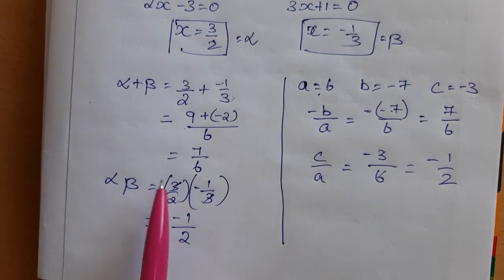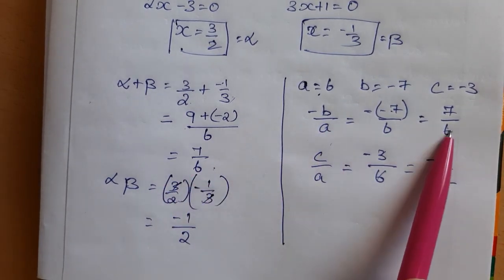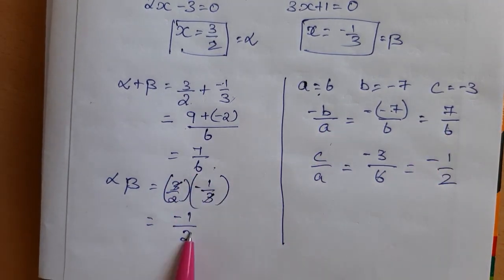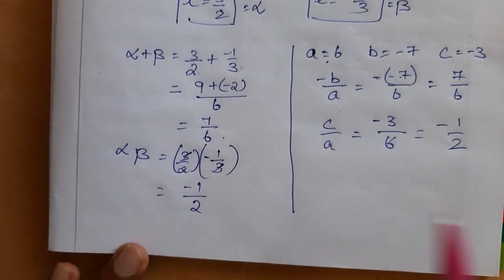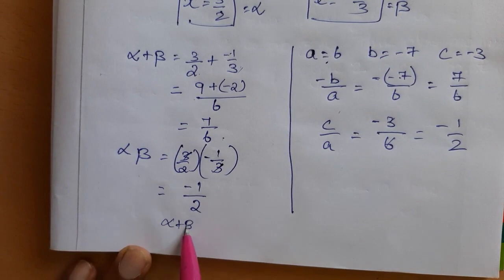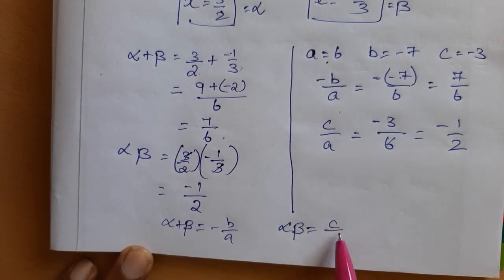Whether alpha plus beta's value and minus B by A value are the same? Yes. Alpha into beta and C by A values, are they the same? Yes. So therefore alpha plus beta is equal to minus B by A, and alpha into beta is equal to C by A. Hence verified.